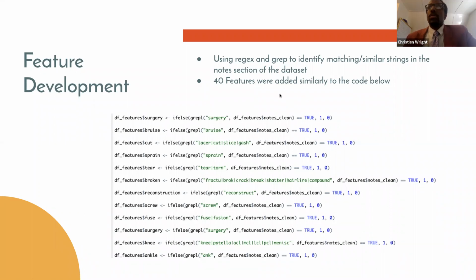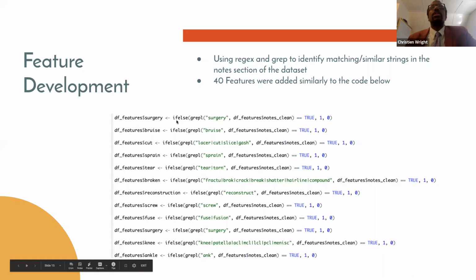What I did was I used string matching and regular expressions within the string matching to identify words in each note, where the note is the description of what injury or what transaction occurred. This is just a snapshot of some of the many features, such as whether or not this person had surgery, a bruise, a cut, sprain, tear, broken, etc.